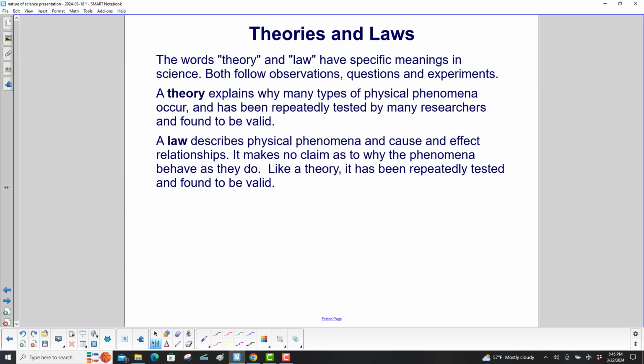The words theory and law have specific meanings in science. Both follow observations, questions, and experiments. A theory explains why many types of physical phenomena occur and has been repeatedly tested by many researchers and found to be valid and true. A law describes physical phenomena and cause and effect relationships. It makes no claim as to why the phenomena behave as they do. Like a theory, it has been repeatedly tested and found to be valid.